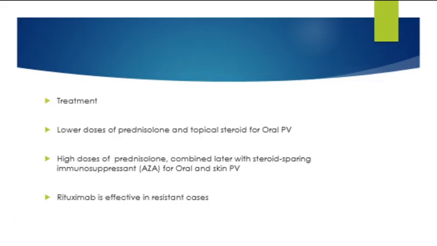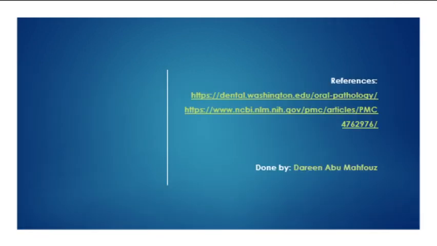Treatment: lower doses of prednisolone and topical steroid for oral PV; high doses of prednisolone combined later with a steroid-sparing immunosuppressant for oral and skin PV. Rituximab is effective in resistant cases.